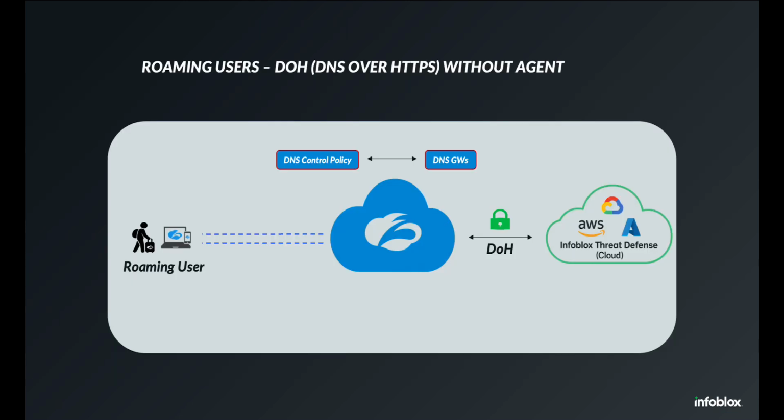In this setup, the Zscaler Client Connector forwards DNS over HTTPS to Infoblox Threat Defense, with no Infoblox agent required. Infoblox blocks threats at the DNS layer, while Zscaler applies DNS policies and inspects web traffic.